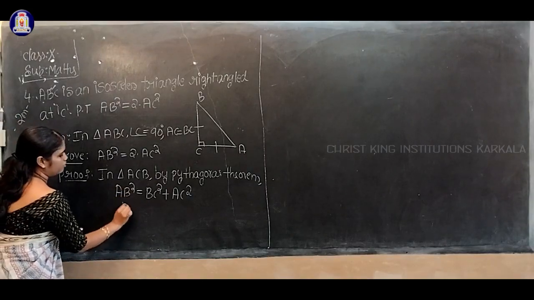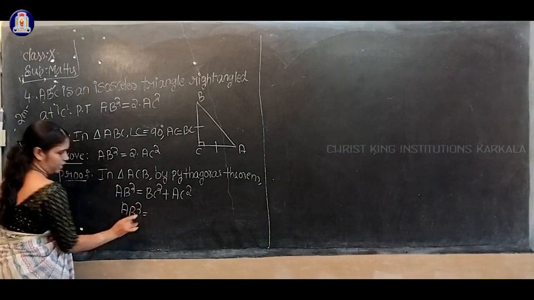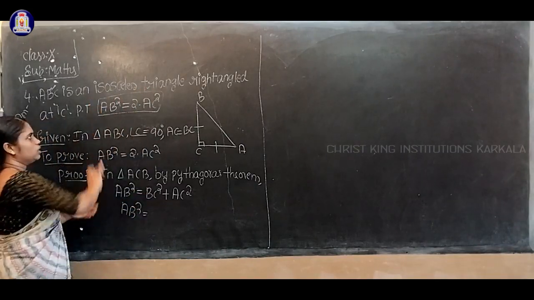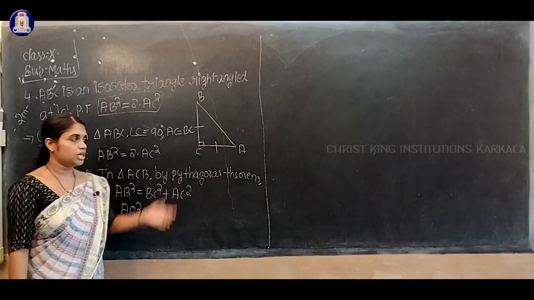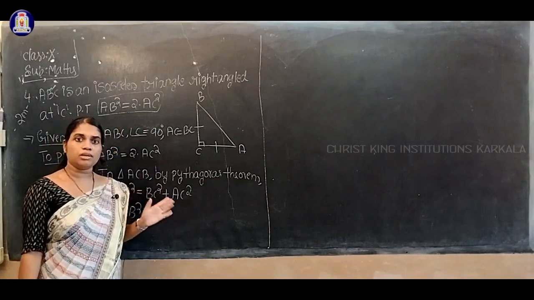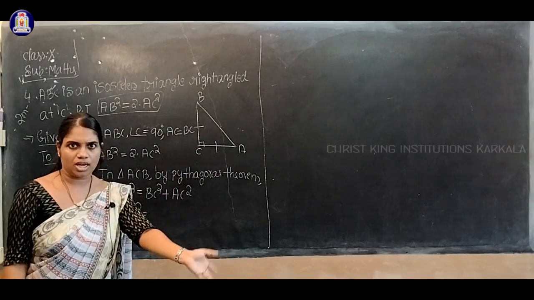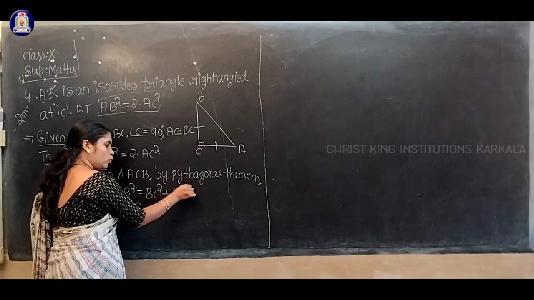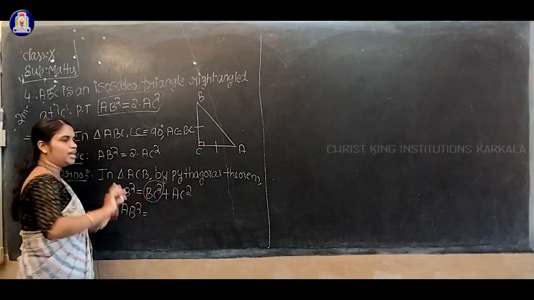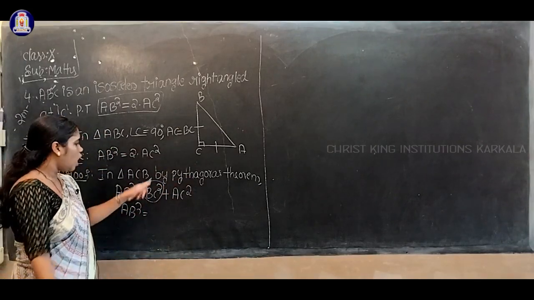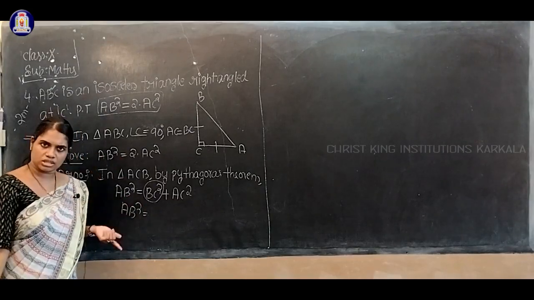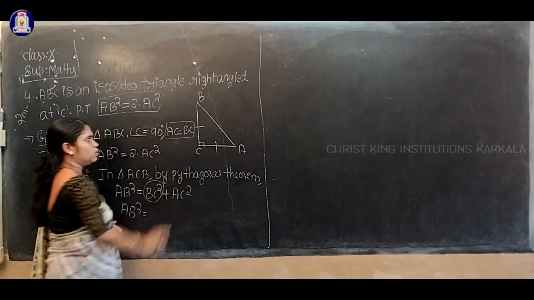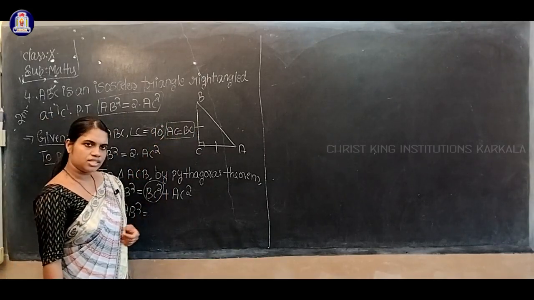Left hand side write as it is, AB square. Now actually you are going to prove AB square is equal to 2 into AC square. That means 2 into AC square is nothing but AC square plus AC square. See, one AC square is already there. So now I am going to change this BC square into AC square. How to convert this BC square to AC square? Just look at the given data. Do you have AC is equal to BC?